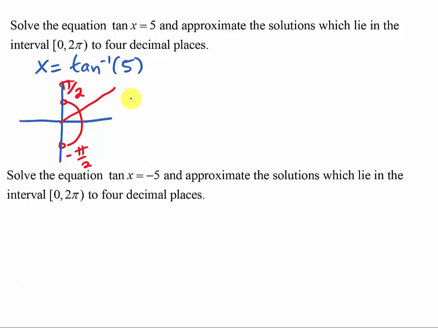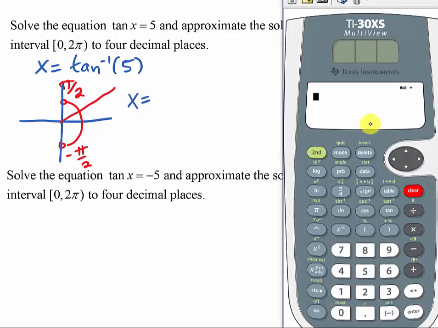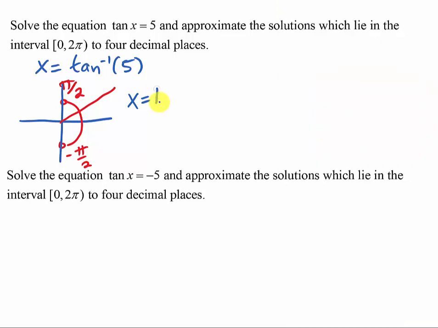So I'm going to get the calculator and go ahead and find out what that is. So I make sure I'm in radians. I got inverse tangent of 5. And that's going to be 1.3734. And then I need to ask myself, where else between 0 and 2 pi would have another angle that would have that same tangent value?